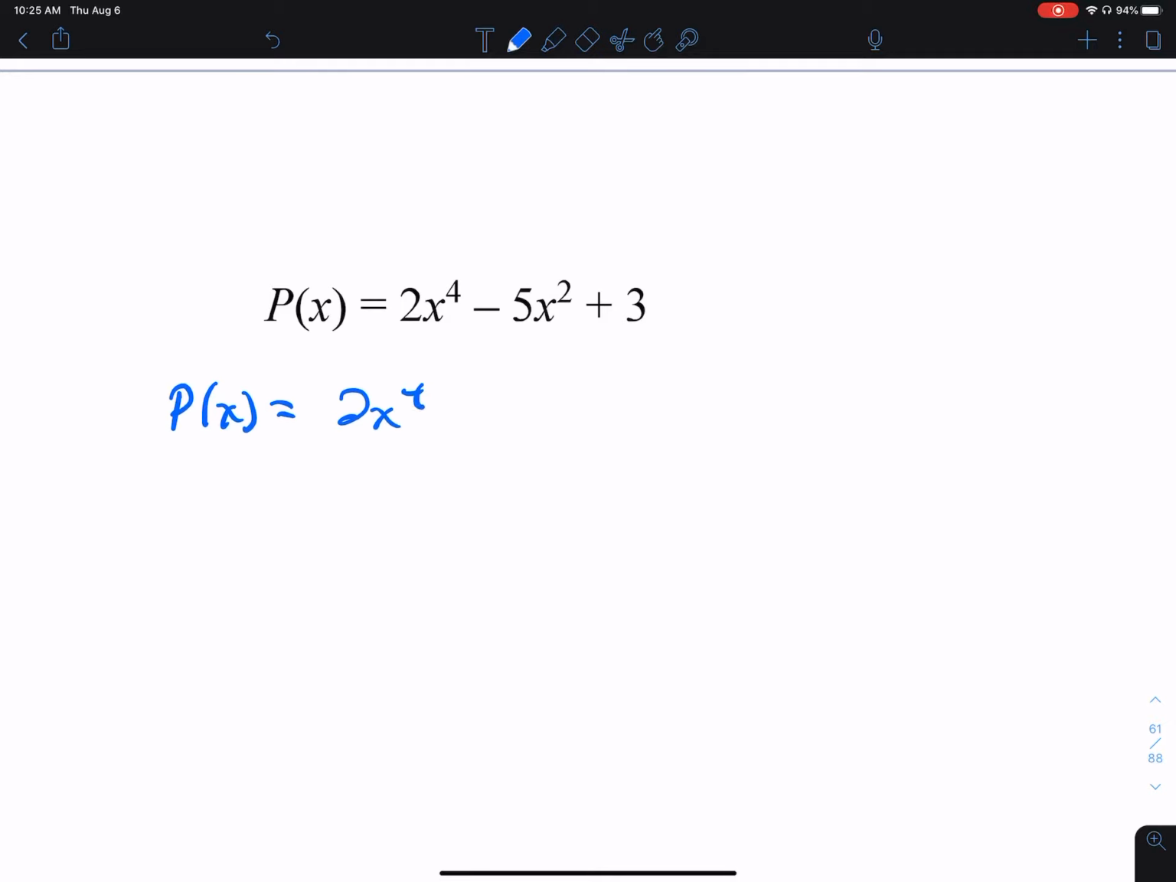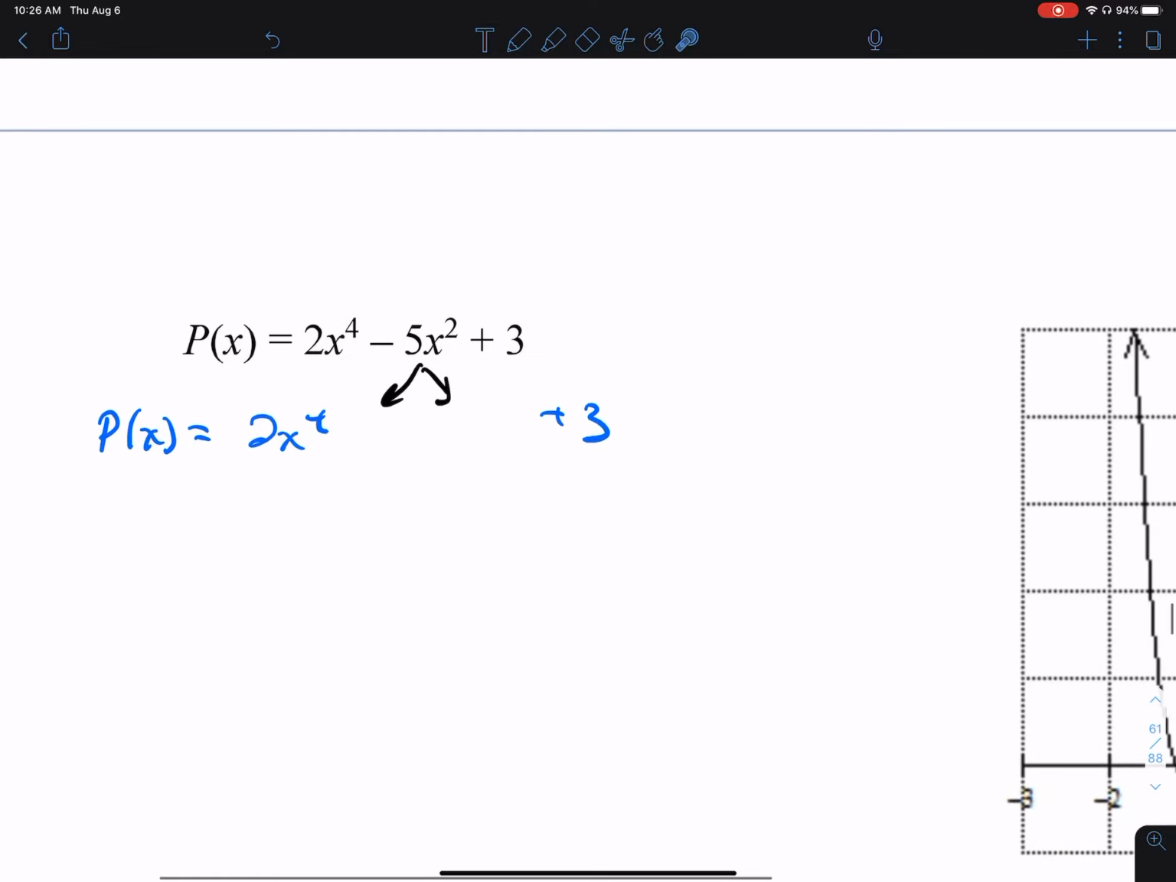Bring the first term down, bring the last term down. This middle term is going to get split into 2 separate terms. To determine how it splits, we're going to use an acronym, MAN. M stands for what we're multiplying together. Multiply the first and last term together, that is 6x to the 4th.